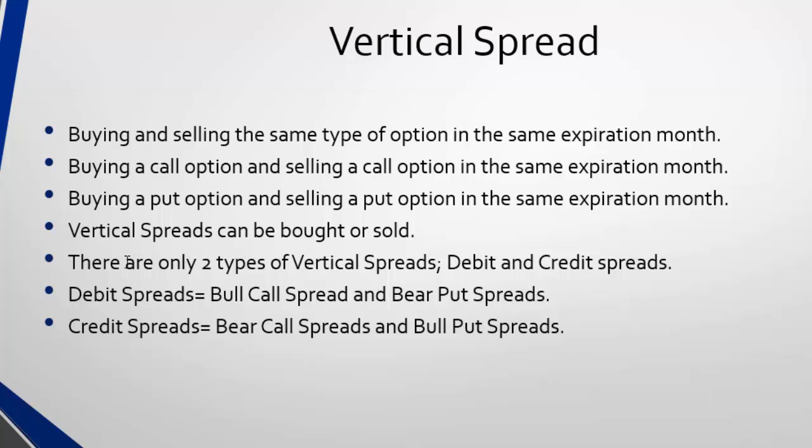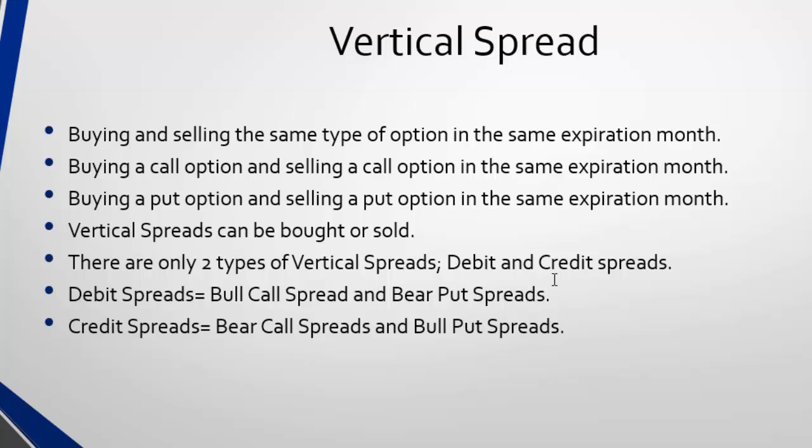So for example, for a call vertical spread, you would be buying one call option and selling another call option in that same month. Or for puts, you would be buying a put option and selling a put option in the same month. And vertical spreads can be both bought or sold. There are really only two types of vertical spreads. There's debit spreads and credit spreads.